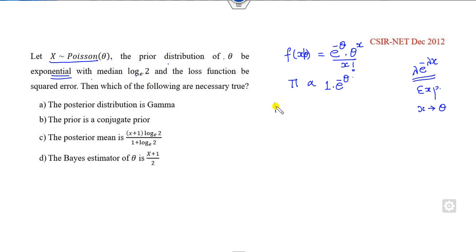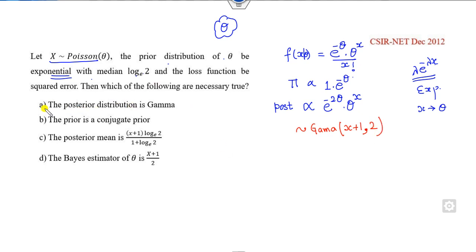Now you can define the posterior. You can simply multiply them and consider only terms which involve theta. So x factorial is not needed. So this is e raised to power minus 2 theta, theta raised to power x. Fine. Now which distribution is here? Again it follows the gamma distribution with parameter x plus 1 and 2.